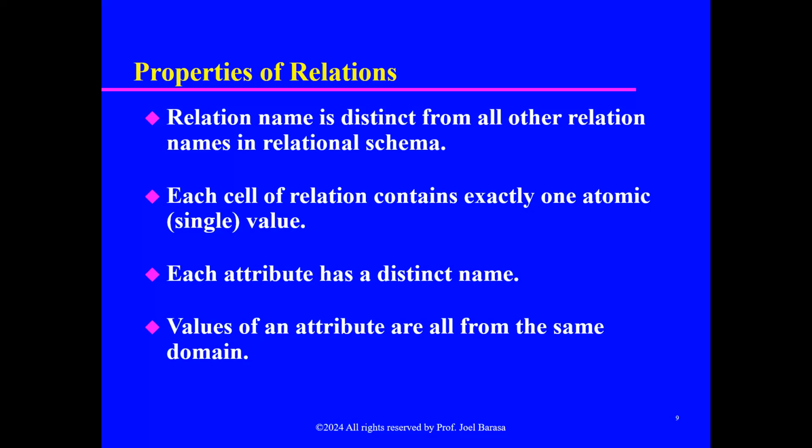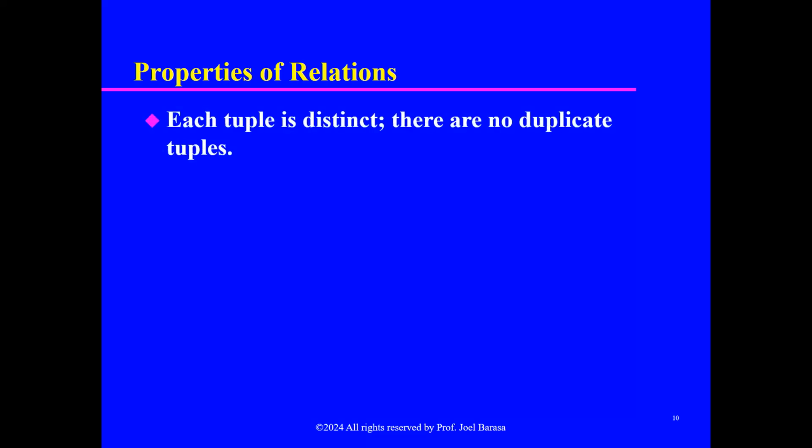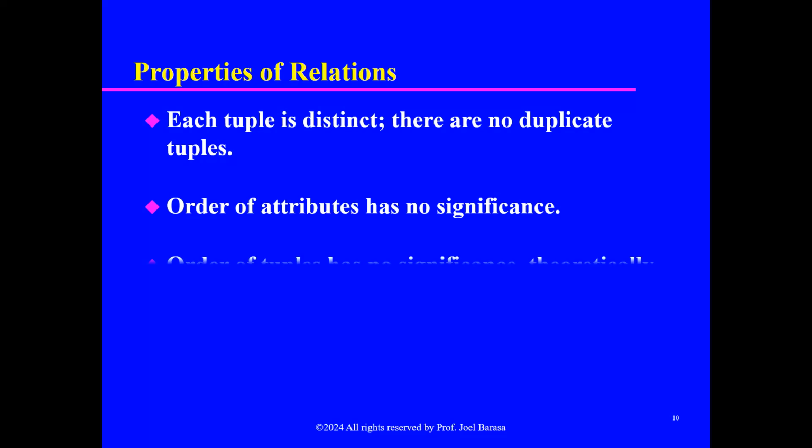Also, values of an attribute are all from the same domain, meaning that they uniquely or entirely describe the same entity. Each tuple is distinct. They are not duplicates. The order of attributes has no significance. Even if you change the position of the primary key, as long as you have said this is the primary key, it will work.